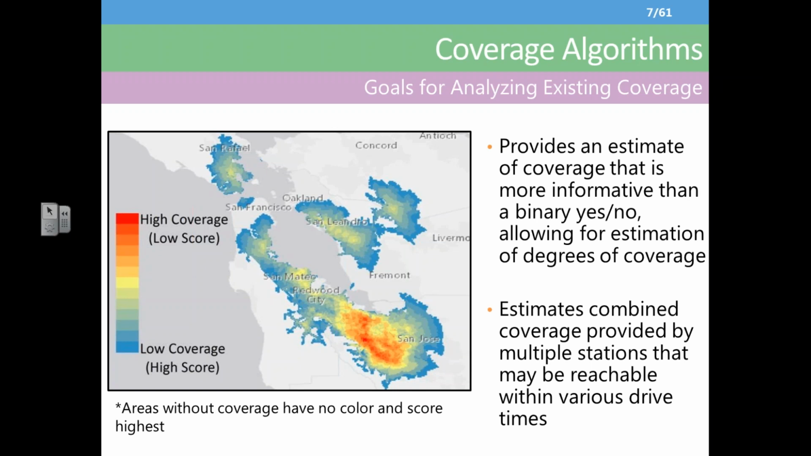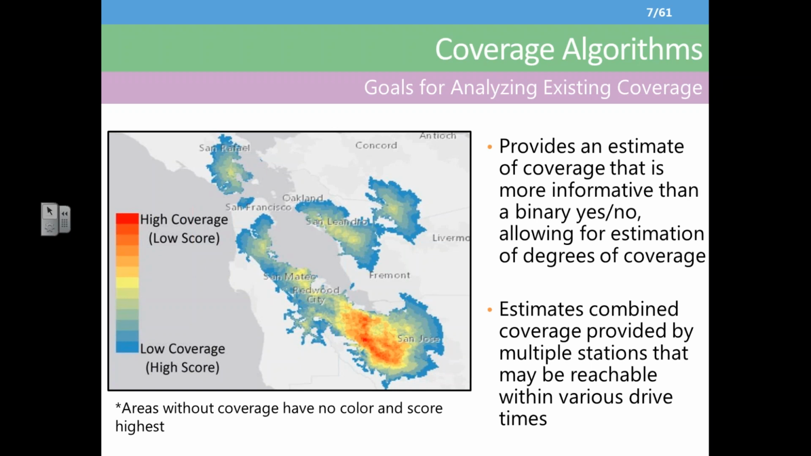Okay. So the coverage algorithm that we developed, as I mentioned, is more informative than a binary yes or no. It allows for looking at degrees of coverage, and it estimates the combined coverage provided by multiple stations that may be reachable within various drive times. I admit this is actually an older map from when we first developed CHIT, so there are some stations included in this analysis that have moved. But if we concentrate on the area around San Jose, there are about 4 or 5 stations in this area. You can see how proximity to the different stations and different numbers of stations changes how high a degree of coverage or convenience you have in smaller individual neighborhoods within that region.